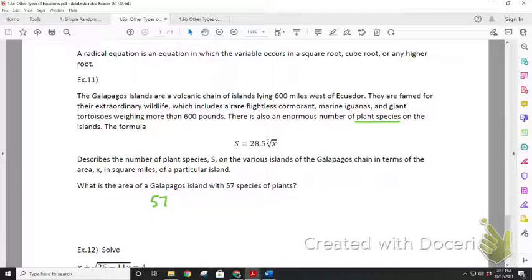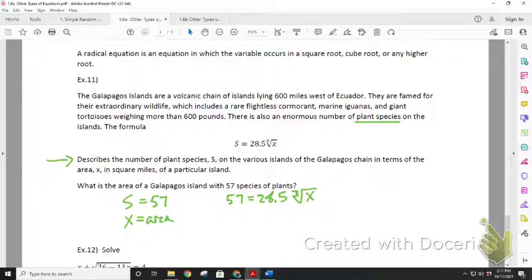57 resembles what letter? Take a moment, look at this sentence right here, and it tells you. S is number of plant species, and X is the area. So we're trying to find X. Plug 57 in, and we'll go to the calculator here in a second.